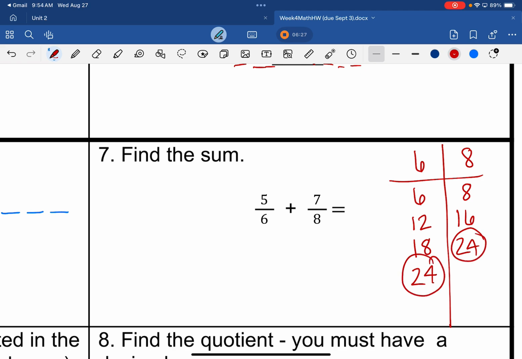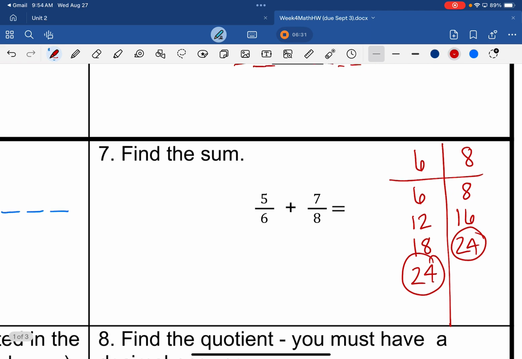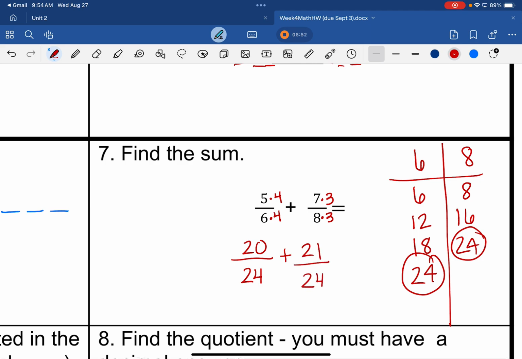Okay, so what I need to do is change the denominator on the 5/6 and the 7/8 to be 24. Well, I know that 6 times 4 is 24, so I'm going to have to multiply 5 times 4 as well. So that new fraction is going to be 20 over 24. I have to do the same thing to 7/8. I have to make it over 24. So I know that 8 times 3 is 24, so I'm going to do 7 times 3 as well. And then this is my new fraction.